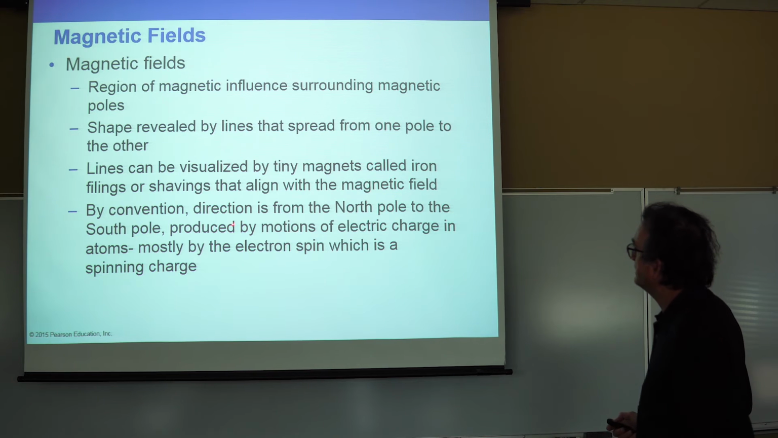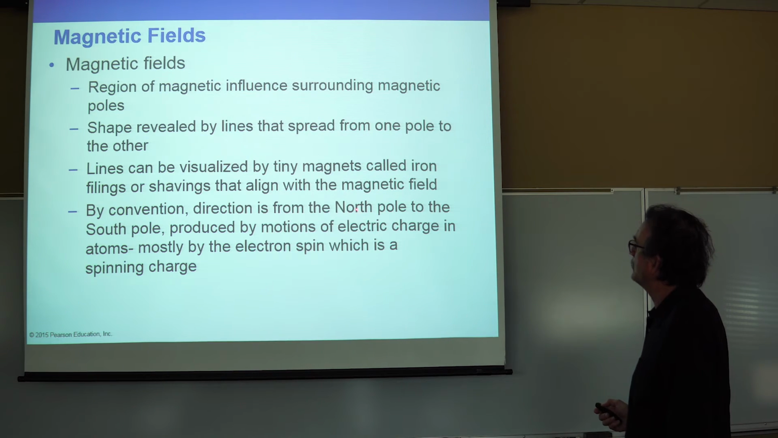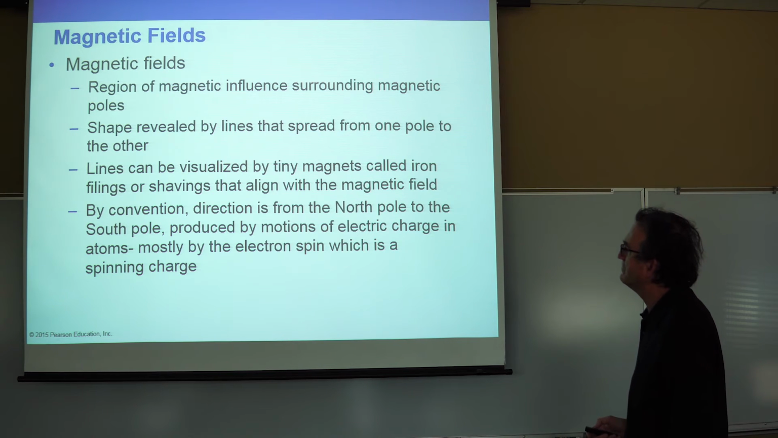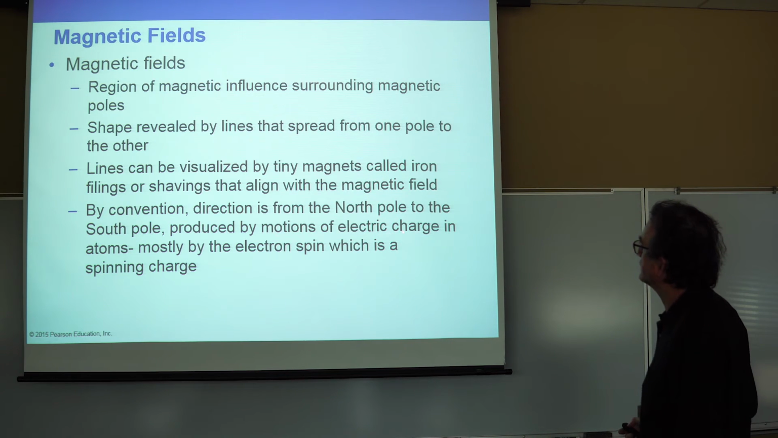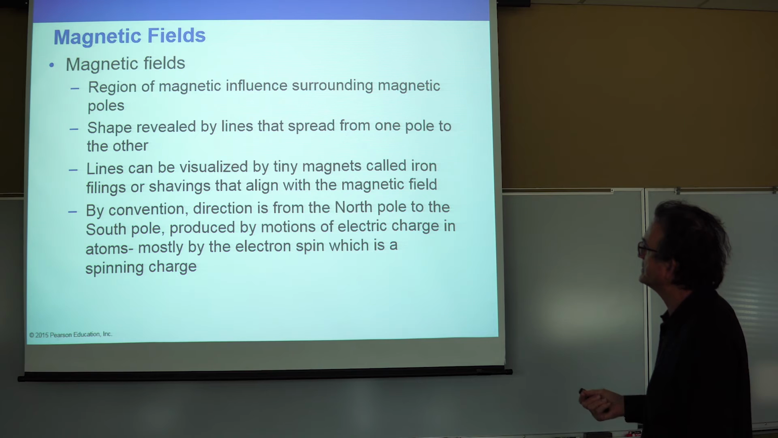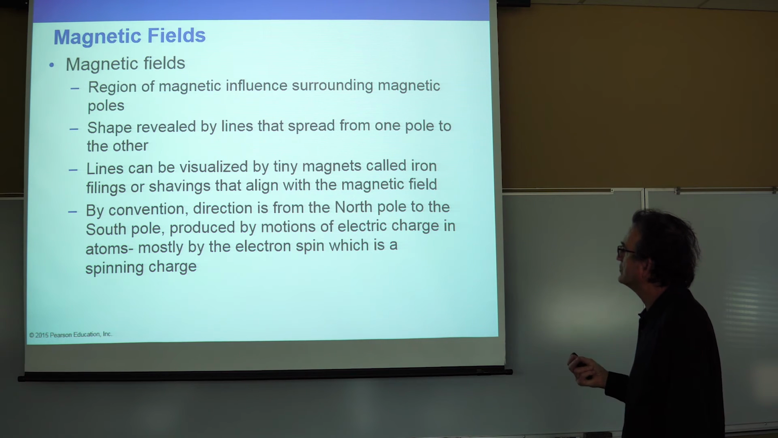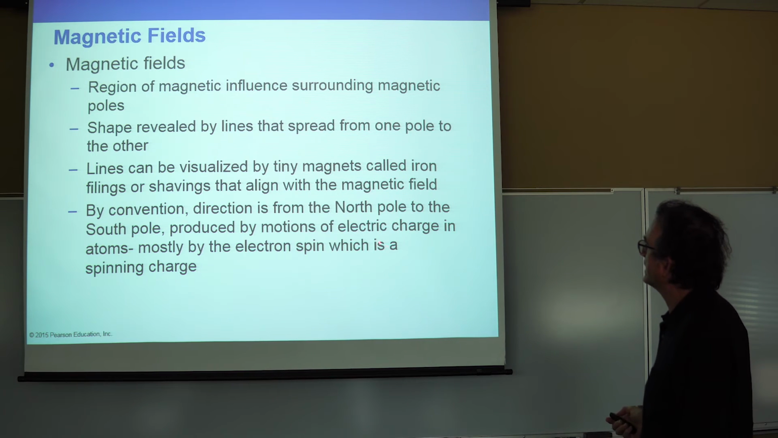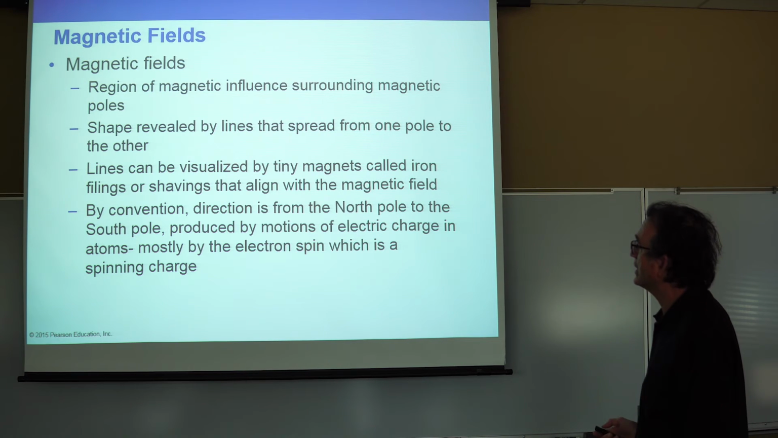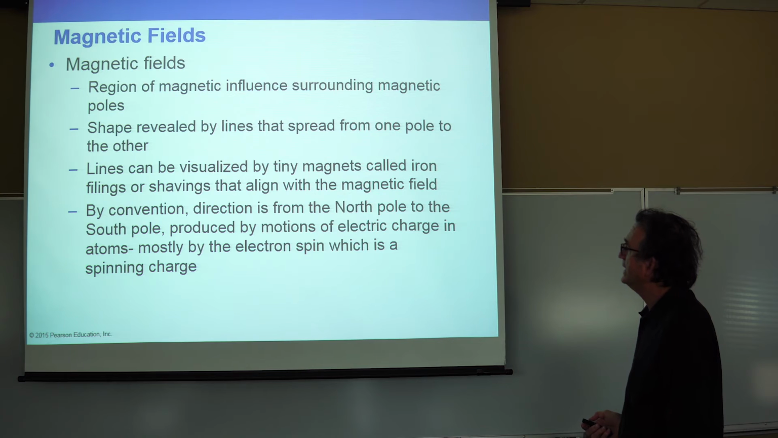So by convention, the direction is from the North Pole to the South Pole. That is to say, the direction of the magnetic field always goes from the North Pole to the South, and it's produced by motions of electric charge in atoms, which we'll talk about a little bit later, but there is a source of this magnetism which is at the atomic level, and it is due to the electric charge, particularly the electron charge, the negative charge, in the atoms.